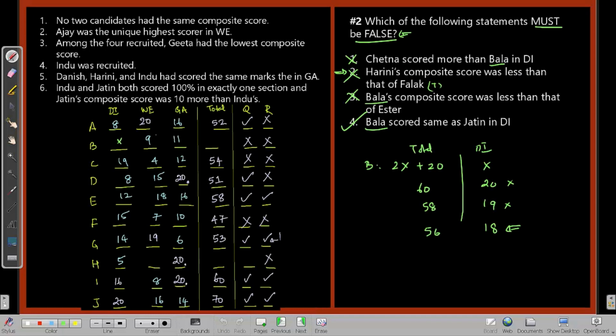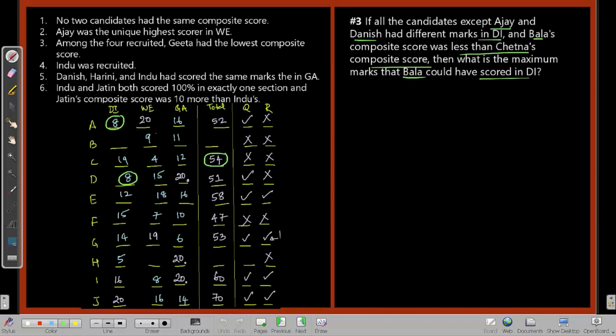Now we have worked till 56. Now this is not going to be useful. We'll have to rework the whole story again. We know that Bala can get to a score of 18. Now we'll have to get to a score less than 56.